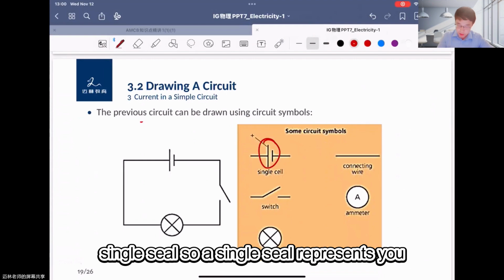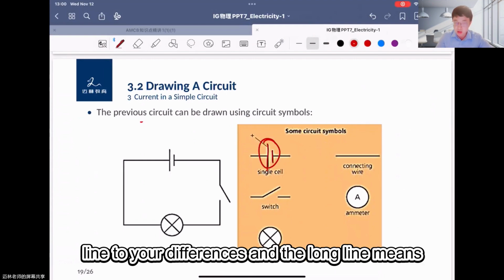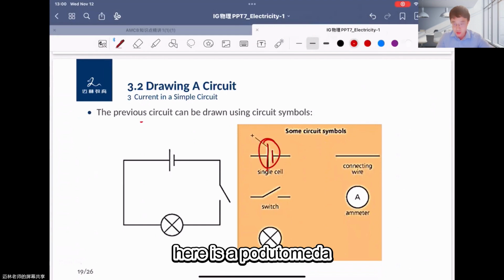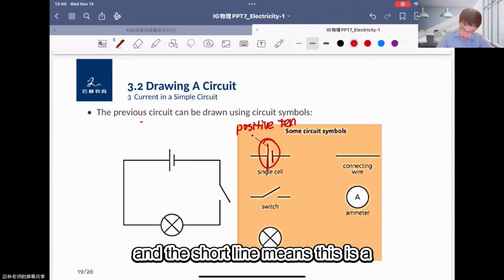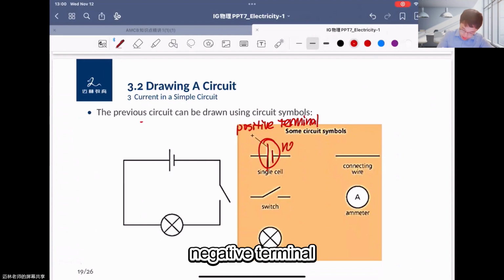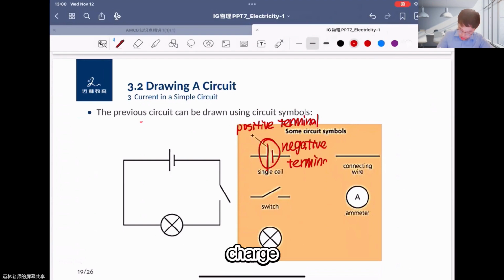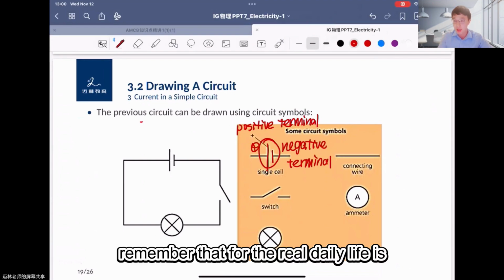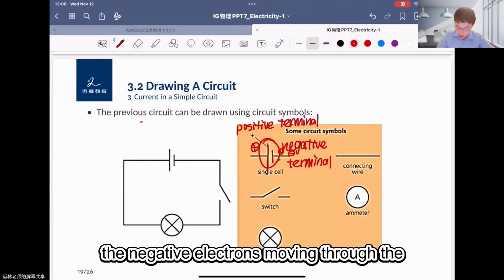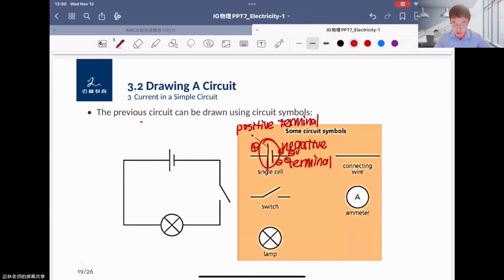A single cell is represented by a very long line and a short line. The long line means this is the positive terminal, and the short line means this is the negative terminal. The positive terminal gives out the positive charge. But remember that in real daily life, it's the negative electrons moving through the circuit. So this is a single cell.